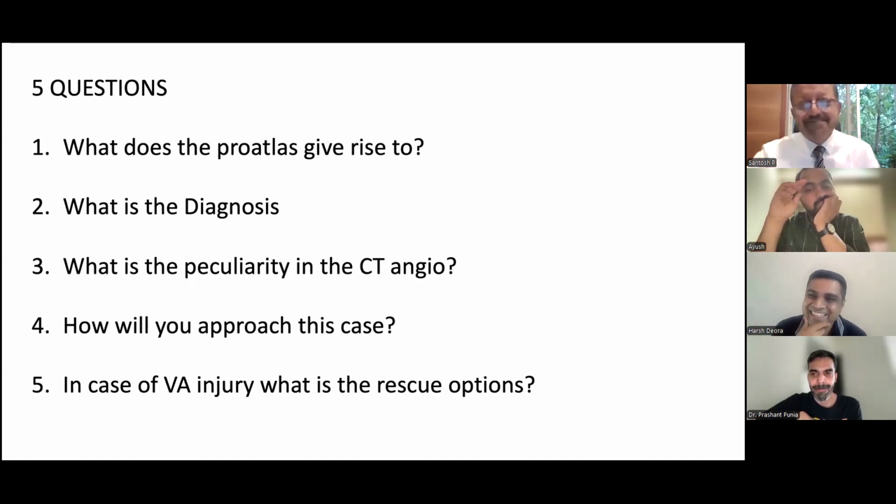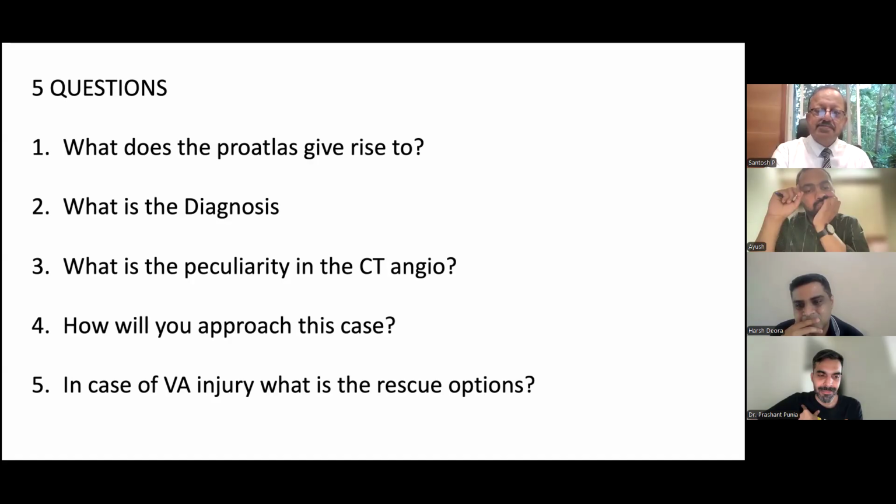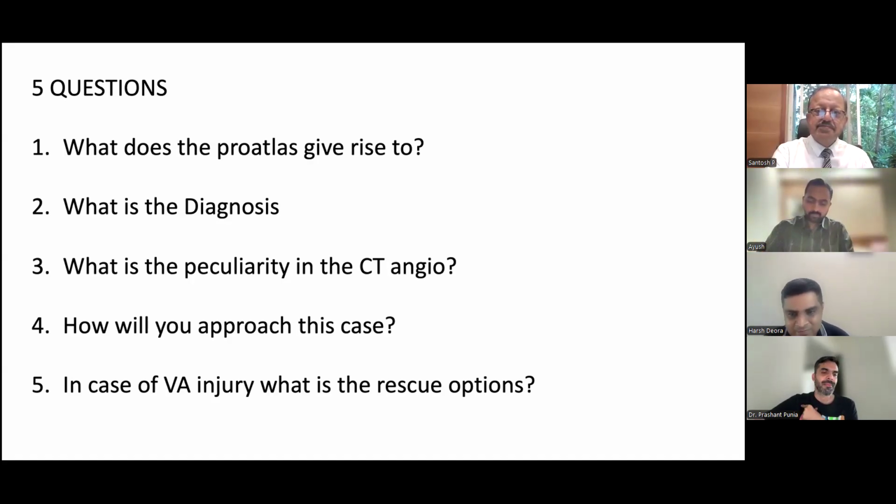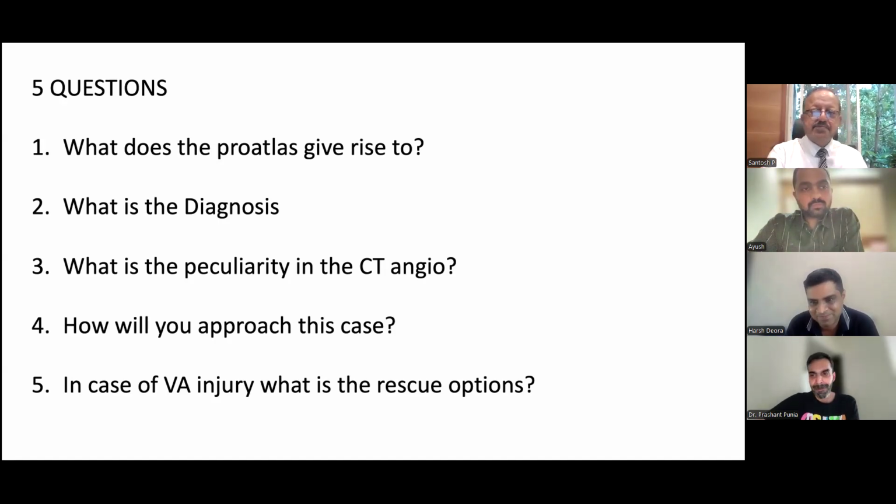Coagulating the vertebral artery is not rescuing. What are the rescue options? What all things can you do? Say, for instance, there is a minor injury to the vertebral artery or a major injury to the vertebral artery. Let us phrase it this way. What do you want to do in a minor injury? What do you want to do in a major injury? You don't stop the bleeding by coagulating the vertebral artery. What do you do?